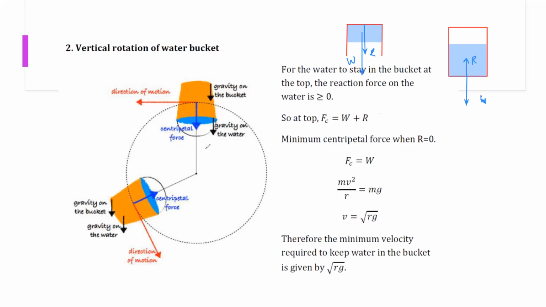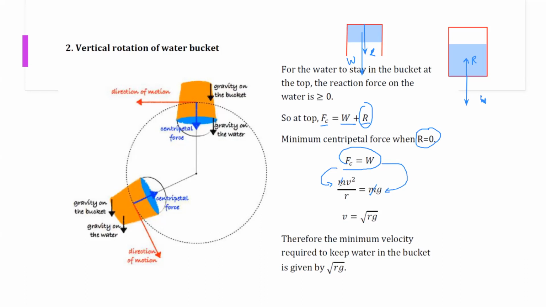The centripetal force, the force acting towards the center, is equal to the weight of the water inside the bucket plus the normal contact force. For the minimum centripetal force, the minimum force we require to move this object in a circular path, the normal contact force should be 0. So centripetal force is equal to weight. Centripetal force is mv squared over r, and weight is equal to mg.